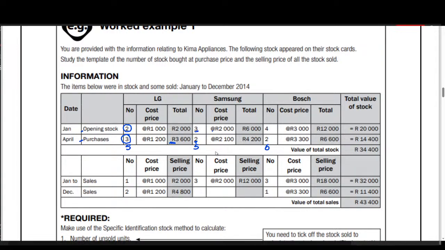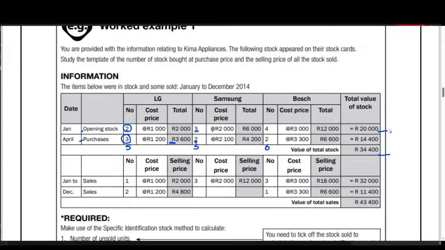All right? So meaning that the stock that we have, that stock has a value of 34,400. That includes the stock at the beginning of the year, meaning that when we were opening our books, we had the stock of 20,000. Therefore, we increased our stock with a stock that has a value of 14,400.